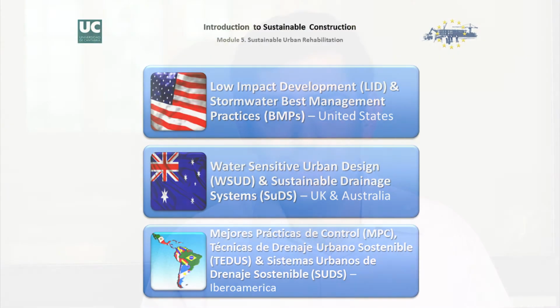This is very difficult. In other countries like the United Kingdom or Australia, we talk about water-sensitive urban design, which is very direct, very clear. We have to take water into account when we are designing any part of the city, a new part or an old part that we are regenerating. And the techniques that we use there are called sustainable drainage systems, SUDS.